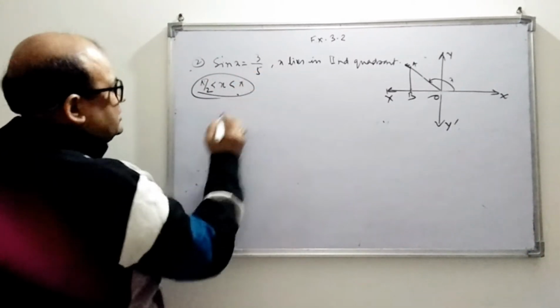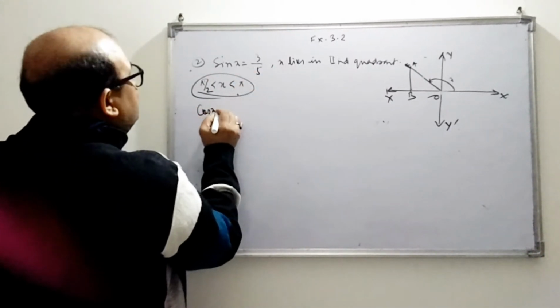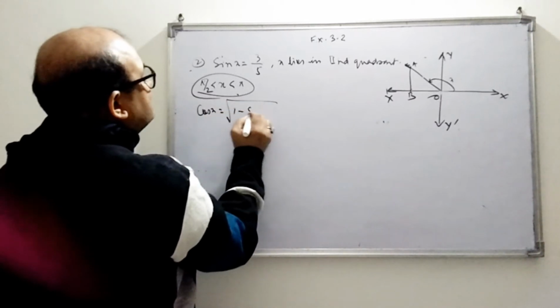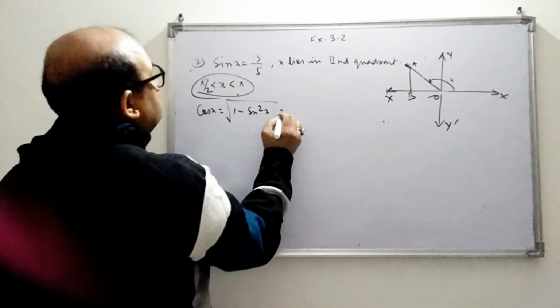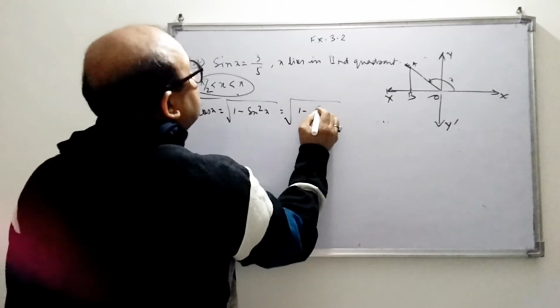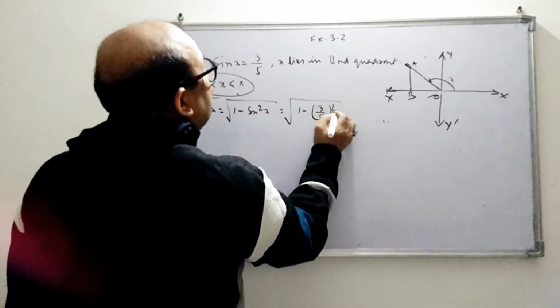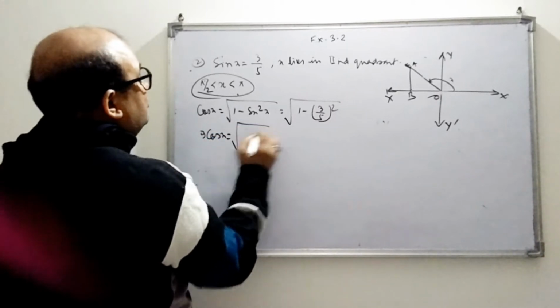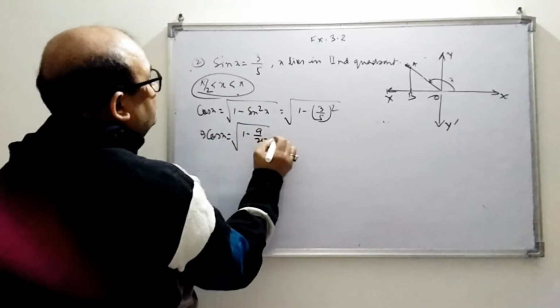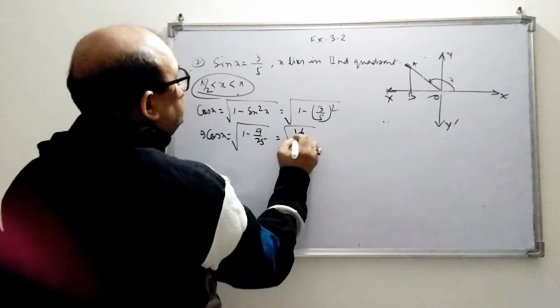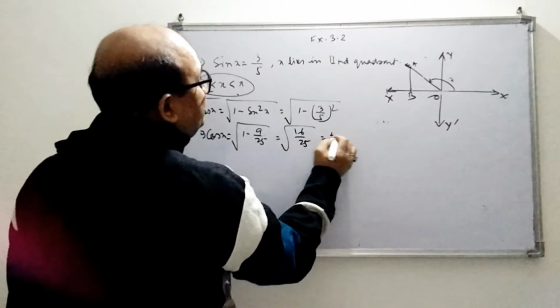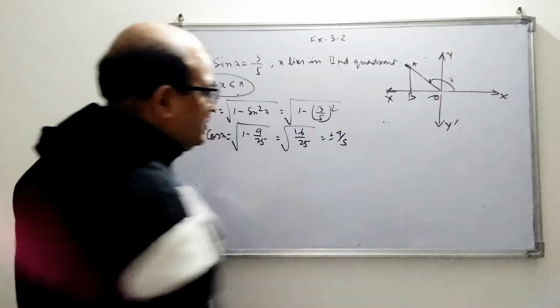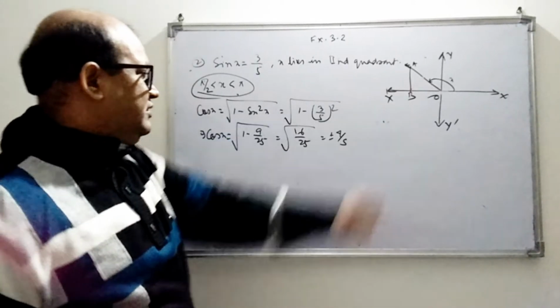Now sin x is 3 by 5. The cos x we know, cos x equal to root over 1 minus sin square x. That is 1 minus 3 by 5 whole square, that is 1 minus 9 by 25. That gives you 16 by 25. That means plus minus 4 by 5. Now in the second quadrant cos x is negative.